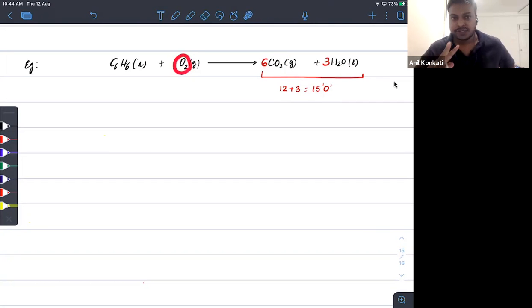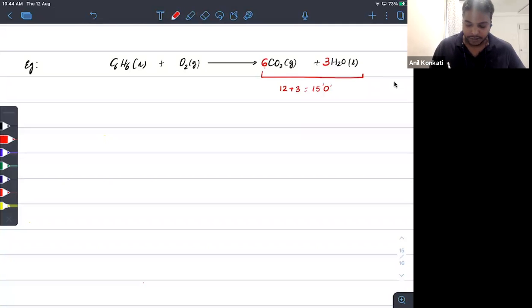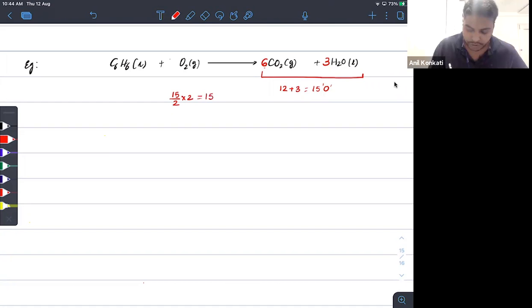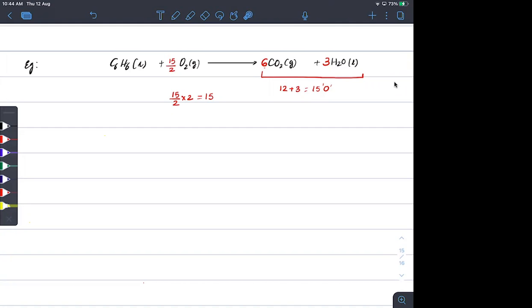मतलब 2 ही oxygens दिख रहा है. How would I make that as 15? Suppose, what would I get if I multiply 15 by 2 into 2? How much would I get, beta? 15, right, beta? Yes, sir. That is exactly what I'm doing. I'm multiplying by 15 by 2 here. So that 15 by 2 multiplies with 2 will become 15. Okay? Yes, sir. Thank you.